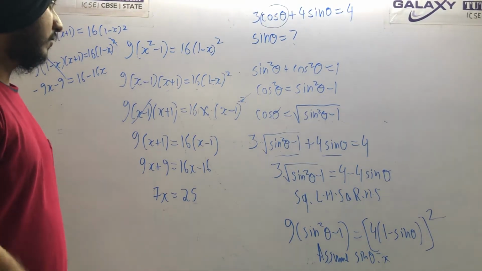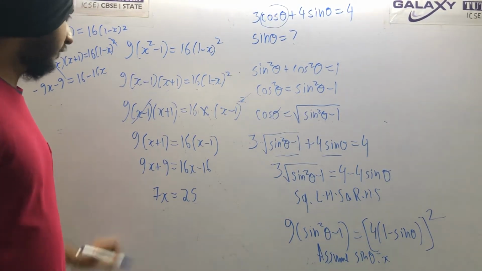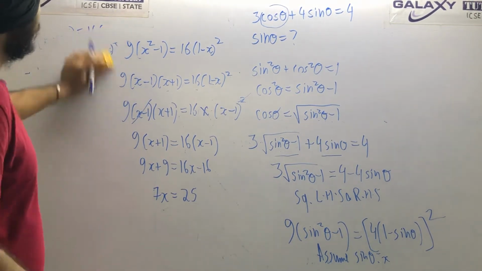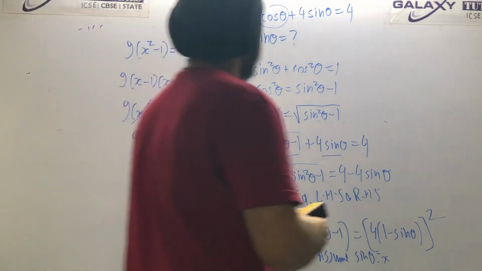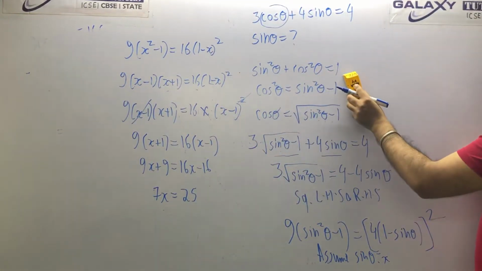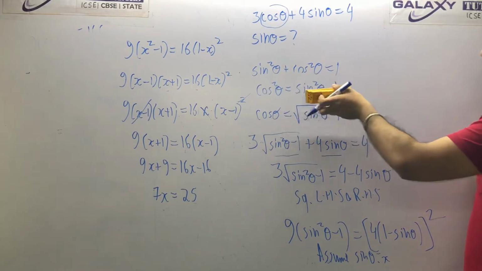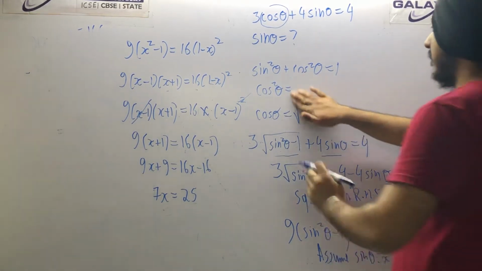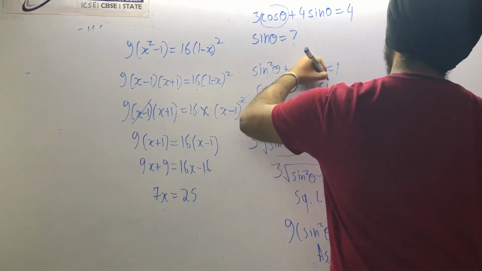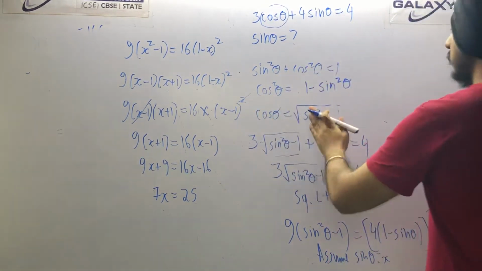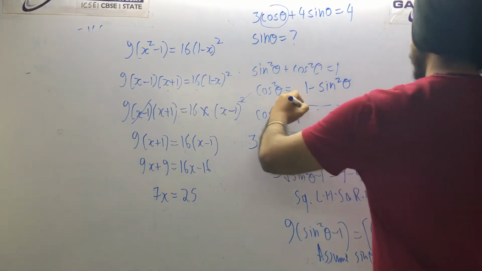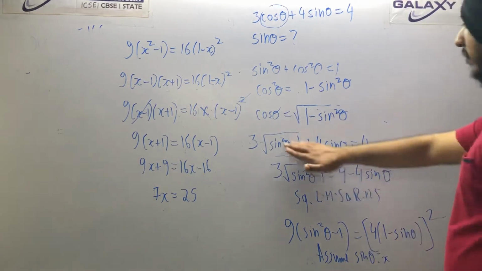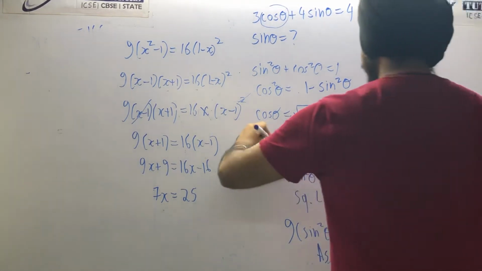Okay, so yes, I think there is a mistake here. Actually, I made a mistake. See, sin square theta plus cos square theta is equal to 1, so cos square theta is equal to 1 minus sin square theta. Sorry, that's my mistake, 1 minus sin square theta. So here also it will come 1 minus sin square theta. Okay, here also 1 minus sin square theta.